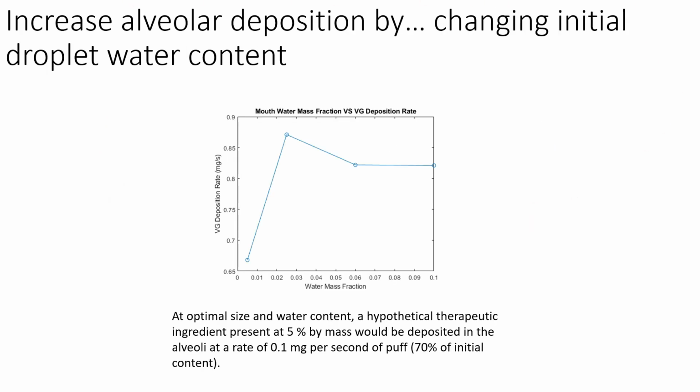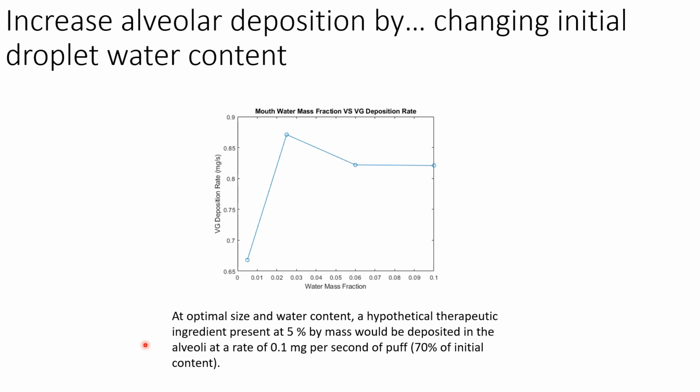Then we tried increasing alveolar deposition by changing the initial water content of the droplets. And so on the horizontal axis here, we have the water mass fraction of the droplets when they first enter the mouth. And on the vertical axis, we have the rate at which Vg is delivered to the alveoli. We chose Vg as a tracer species because it's the least volatile of all the species. And we figured that any therapeutic compound would have low volatility and would deposit in proportion to the Vg. So when the Vg deposition is maximized, so is the therapeutic ingredient. So this showed peak Vg deposition in the alveoli with a water mass fraction something between 2 and 3%.